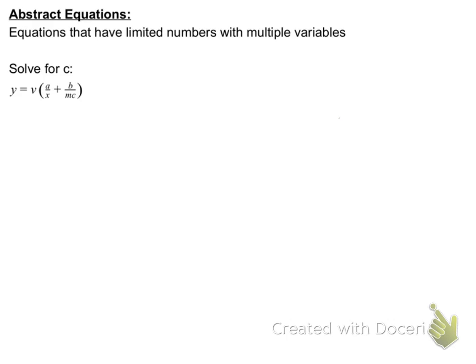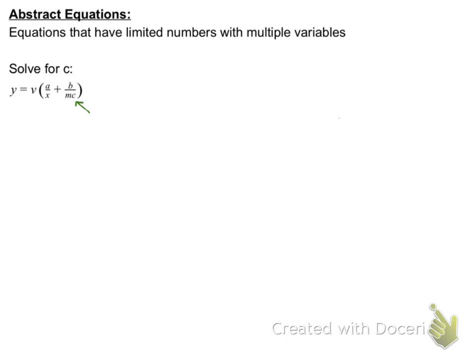The problem we have is y equals v times the quantity a over x plus b over mc. I want to solve for c. And if you notice, it's kind of nice. How many c's are in this whole entire problem? Just one. That makes our life a little bit easier, because I only have to worry about the one thing. So then you just have to start looking: what is not c? Well, everything else.